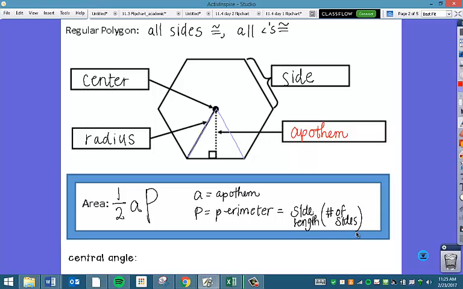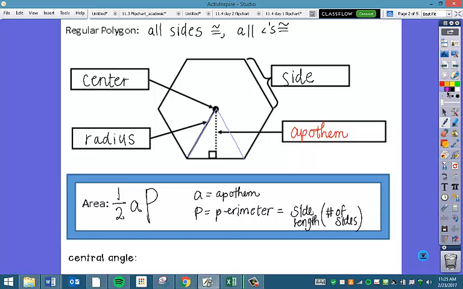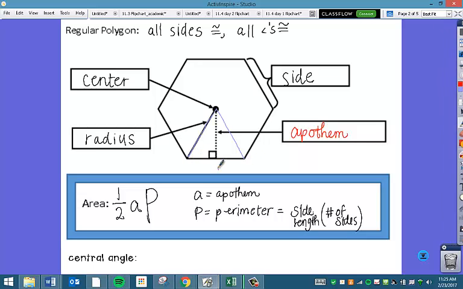The last thing is sometimes we are going to be either given the radius, or we'll be given the side length, or we'll be given the apothem. And so we have to find the other pieces of information. And we're going to need this angle up here. We are either going to use SOHCAHTOA, trigonometry, or we're going to use a special right triangle. But we need to figure out what that angle is.